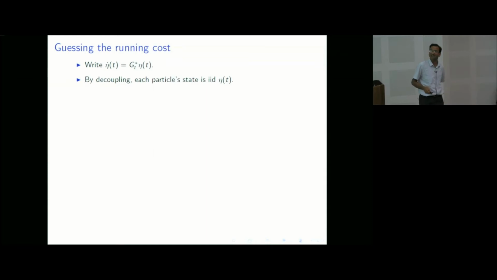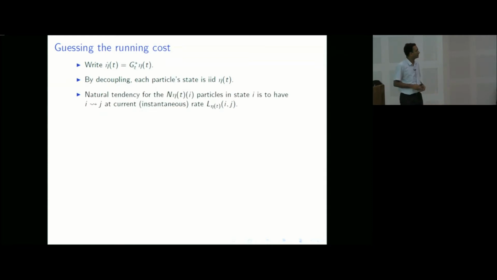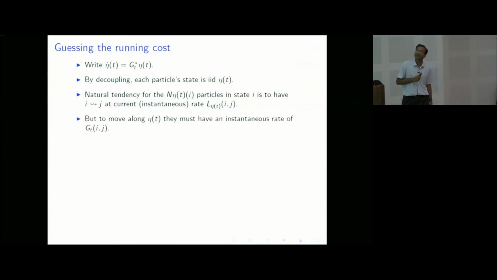So if these are IID, then the natural tendency of these n eta of t of i particles, so the fraction of particles in state i is the evaluation of this vector at i, multiplied by n is the number of particles there. So the natural tendency of these particles, which are in state i, is to have an ij transition at this rate according to the McKean-Vlasov rate. But we have to move along eta of t. That means they must have an instantaneous rate of G_t coming from this matrix of ij.